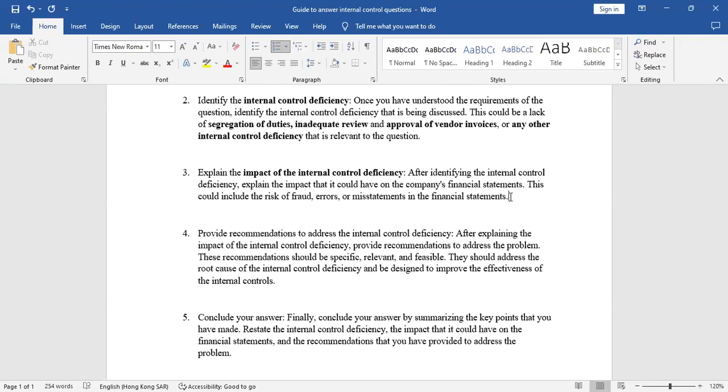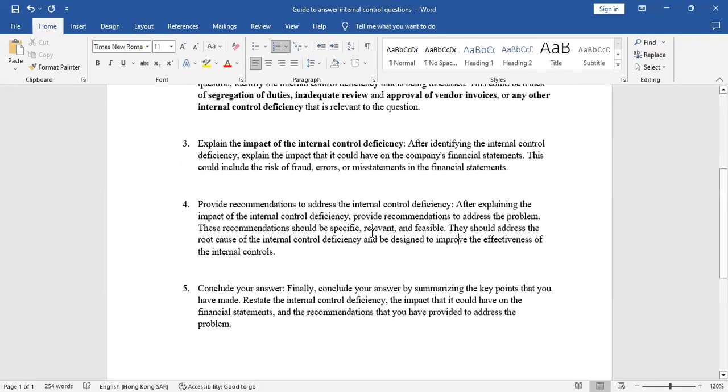There's a possibility that there will be material misstatements, right? So once you have identified the internal control deficiency or deficiencies, a very well follow-up question could be to explain the impact of the internal control deficiency. You will have to explain how it is affecting the financial statements, whether there's a risk of fraud, errors, or misstatements in the financial statements, specific accounts, or things like that. Once you have highlighted the impact, another follow-up question could be to provide recommendations to address those internal control deficiencies.